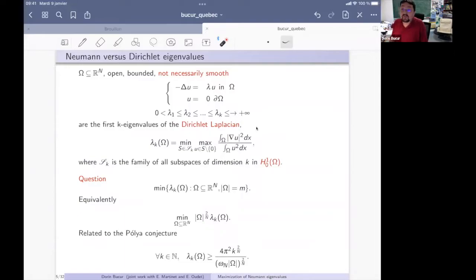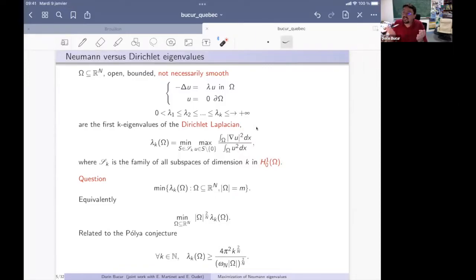The similar question, if I put it in a mirror with the question for Neumann boundary condition, is that I want to minimize the kth eigenvalue of the Dirichlet Laplacian. I have here also the associated Rayleigh quotient, which stands in H^1_0 of omega instead of H^1 of omega. Equivalently, I want to minimize lambda_k among sets with prescribed volume, or I can write it in this scale invariant manner: I want to minimize the product between the volume to the power 2 over n and lambda_k. And again, this minimization question is related to the Pólya conjecture, claiming that lambda_k of omega is greater than this quantity for every omega in R^n.